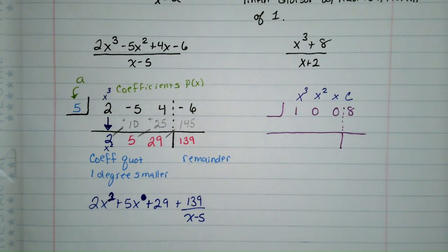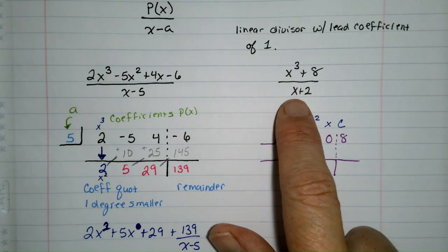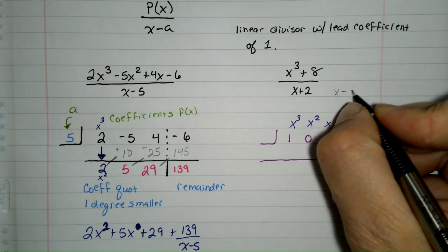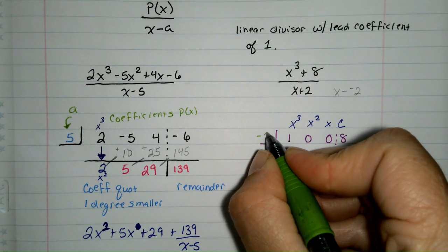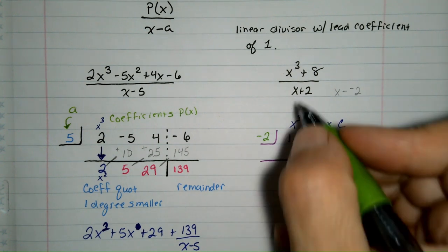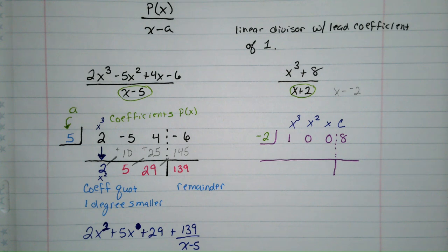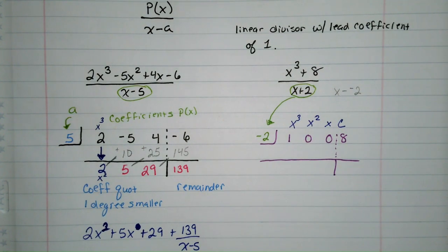Now, if you remember, this is x minus a, but this has x plus 2. That's the same thing as x minus negative 2, right? So we're going to put a negative 2 right here. Or you can think, hey, what makes that equal 0? Sometimes people think it's easier like that. So that's why we're putting that number right there. That's our multiplier. First number comes all the way down.